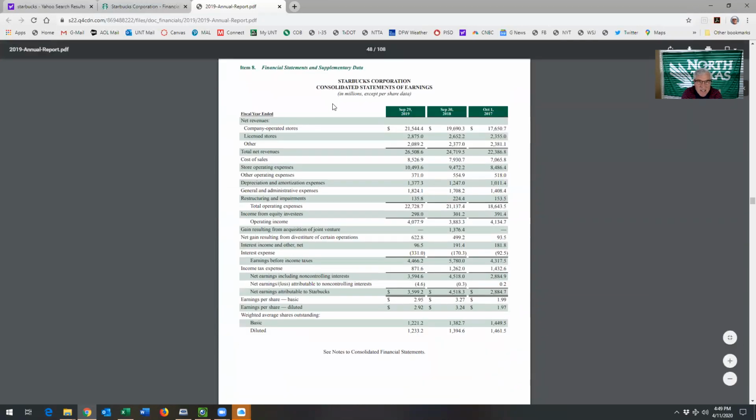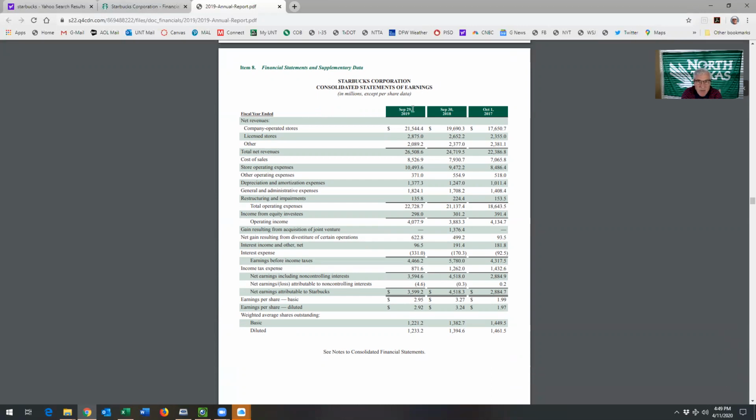There you go, consolidated statement of earnings. So this is the income statement. That's another name for the income statement. Look at this, and these are in millions. So they had $21.5 billion in revenues from company-owned stores and the like. So here's their total revenues right here. Hopefully you can see this. 26.5, that's billion dollars. And look, they were only at 22.3 billion back in '17.